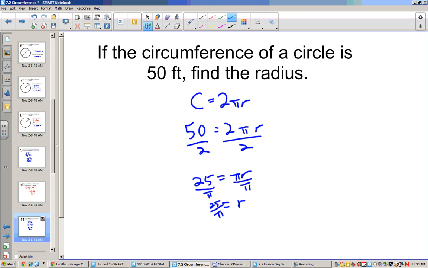So I have to go to my calculator. 25 divided by 3.14. And I got 9.76. Or sorry, 7.96. 7.96 is my radius. So that many feet is my radius.